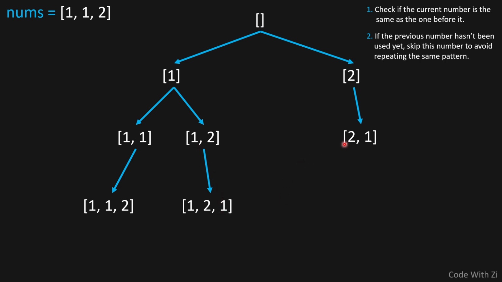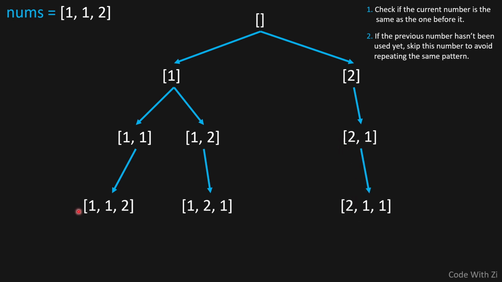And then we're gonna expand this one. We're gonna be like, all right, we've used 2 and 1. So we wanna add another 1 to this. And we're gonna ask ourselves if the current number is the same as the one before it. Well, yeah, 1 is equal to 1. And then we're gonna check if the previous number has been used or not. Well, it has been used. So we're gonna add this one that we have here to our answer, like so.